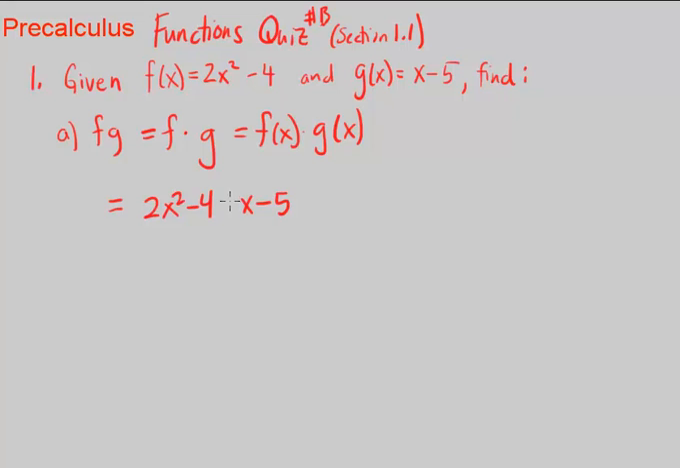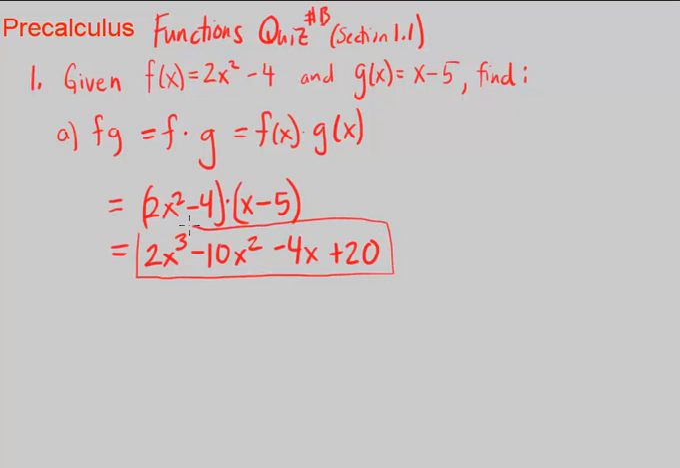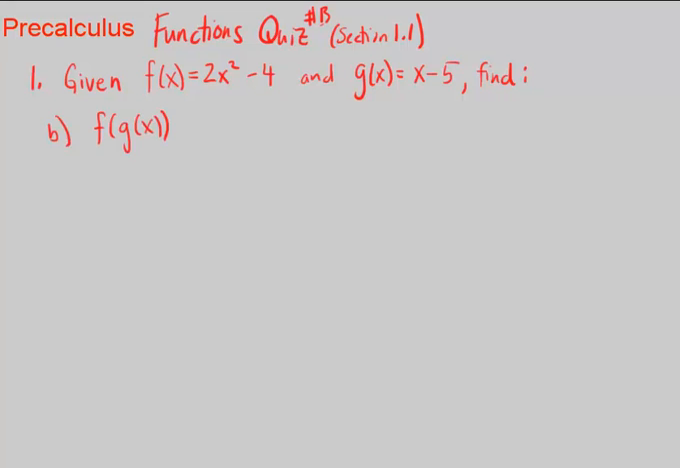Be careful to remember that we're multiplying them, so we have to use parentheses because we have binomials. From there, we can use the box method or any method of distribution we need, because we're just going to multiply these two binomials, and we get 2x cubed minus 10x squared minus 4x plus 20. And this is as simplified as it gets, because we combine like terms, and this is our answer for fg. F times g. Now let's move on to part B.